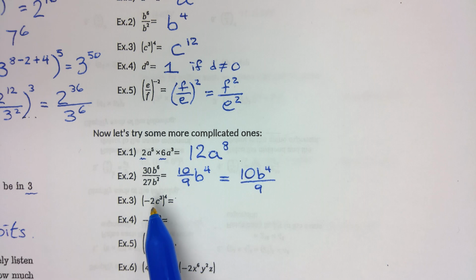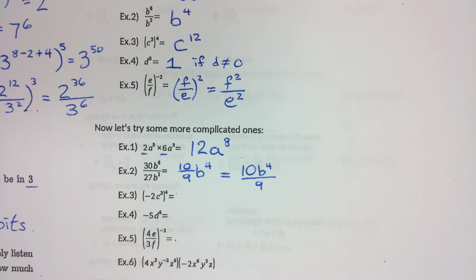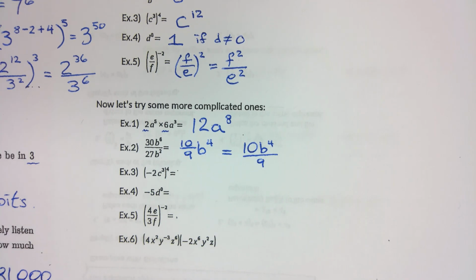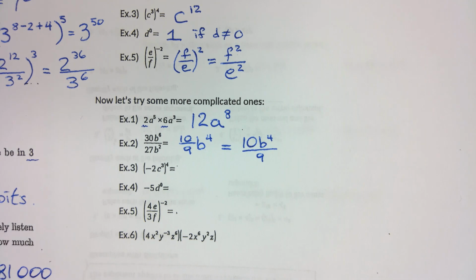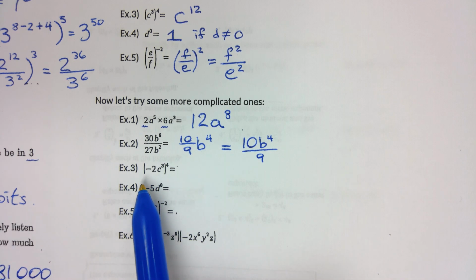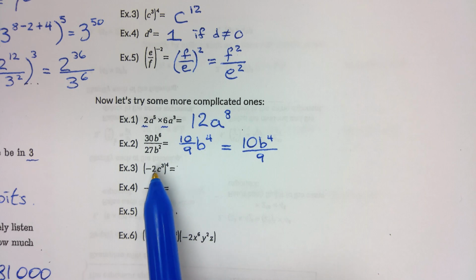Hey, this one, example 3, what do I get in example 3? Edward? Sorry? Example 3?